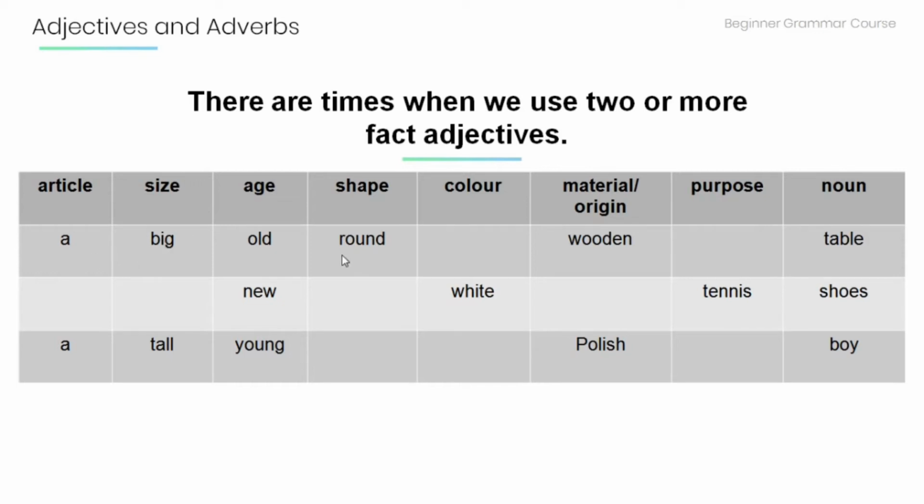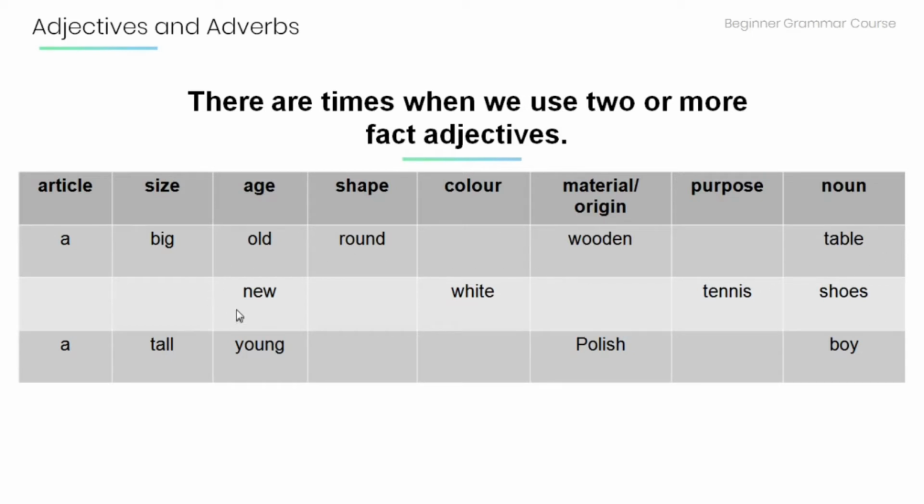A big, old, round, wooden table. Now, in this sentence, we used several fact adjectives. Big describes the size of the table. Old, the age of the table. Round, shape of the table. Wooden, material or origin of the table.